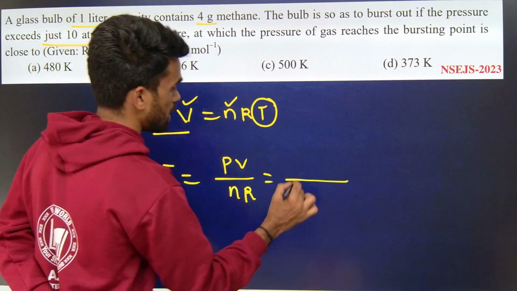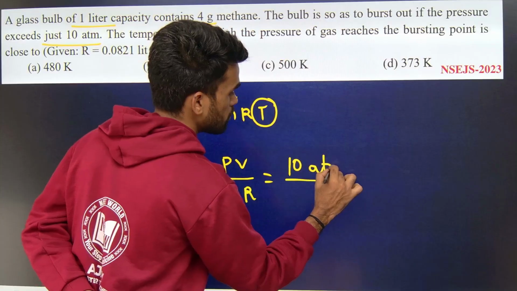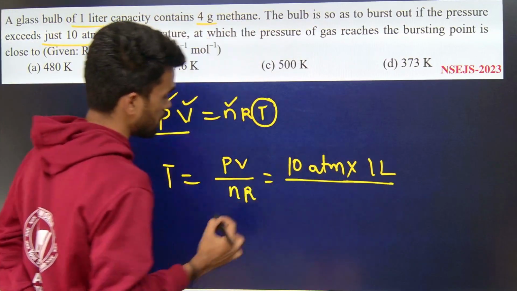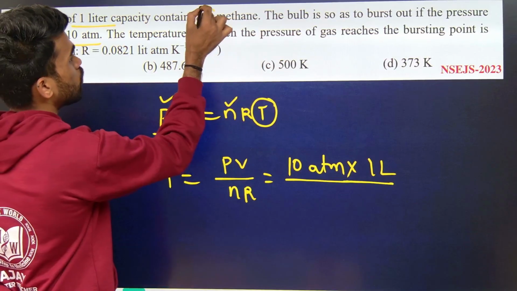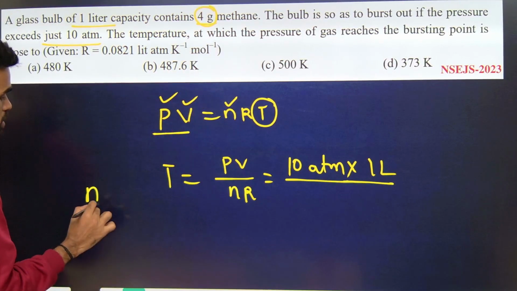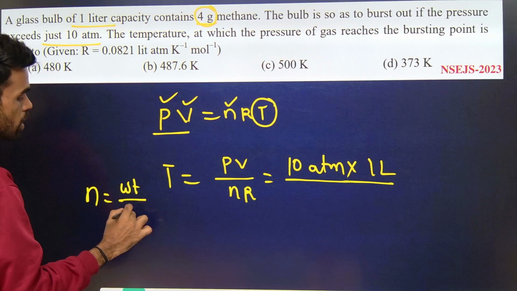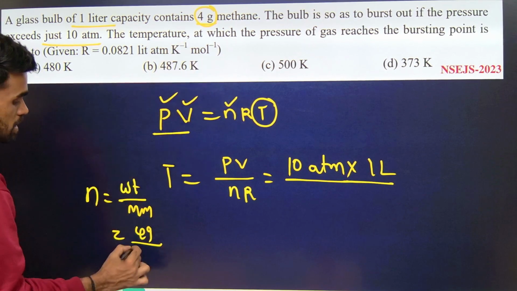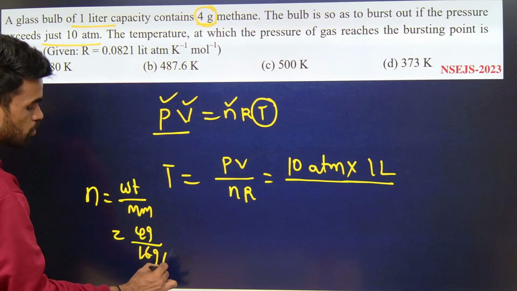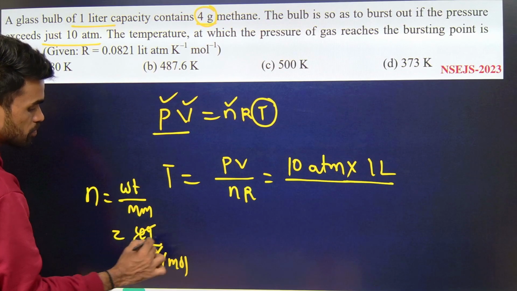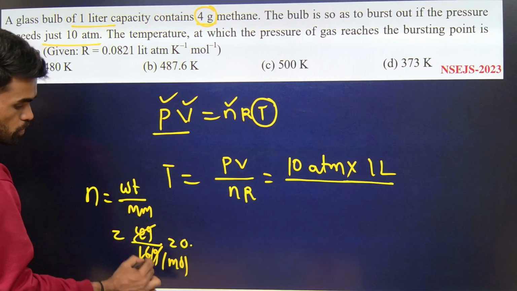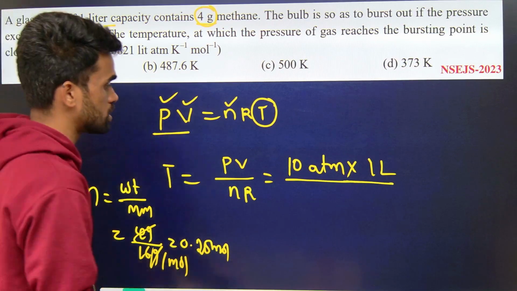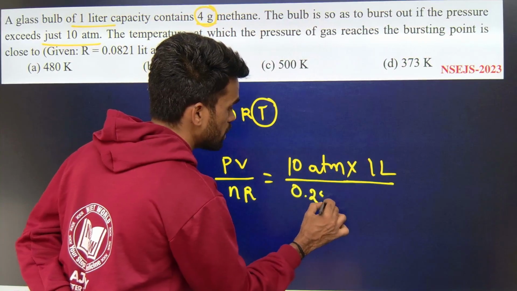So what is the P mentioned here? That is 10 atm, multiplied with the volume of 1 liter. And the number of moles: 4 grams is given. So number of moles is given weight by its molar mass. What is the molar mass of methane? We know it is 16 gram per mole. So you will get 0.25 mole, or you can take 1 by 4 moles. Here I am writing 0.25 mole.